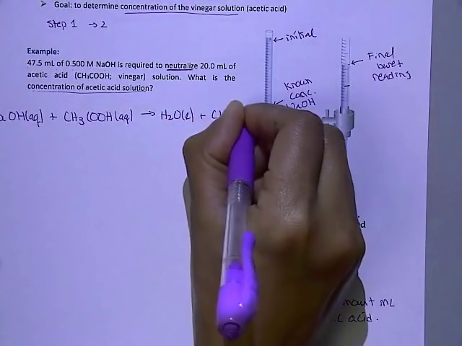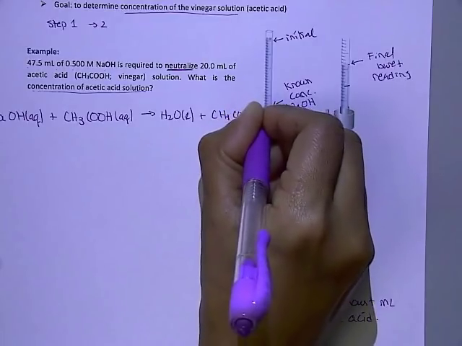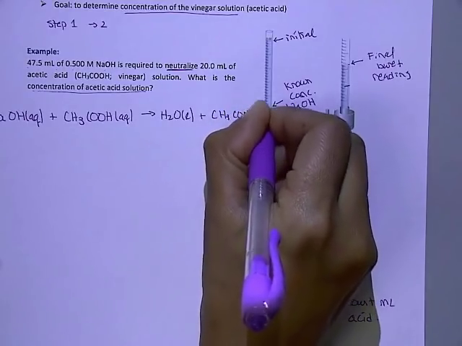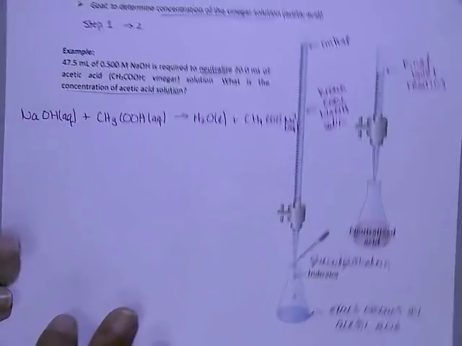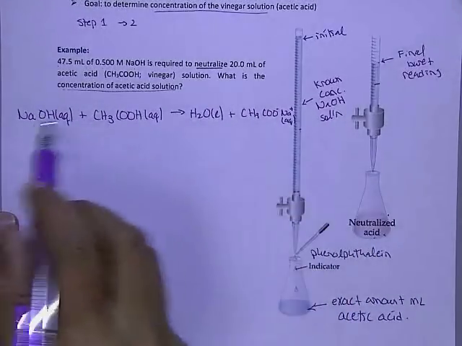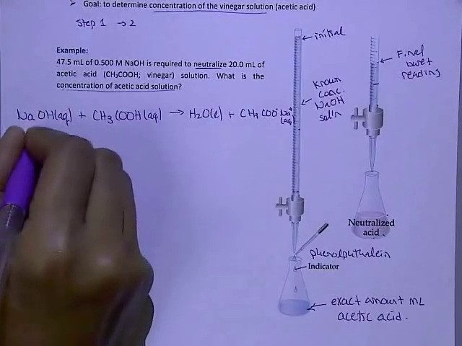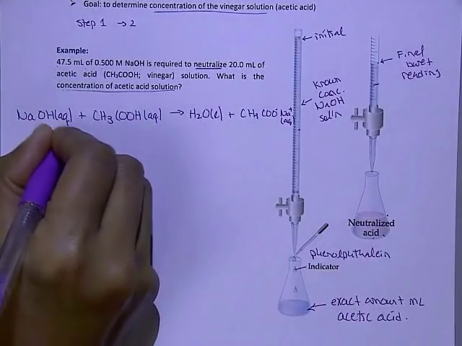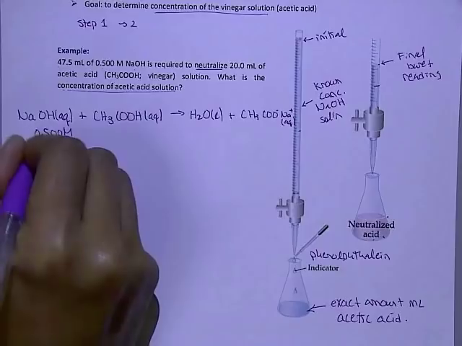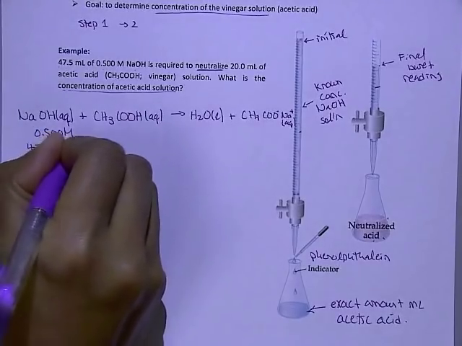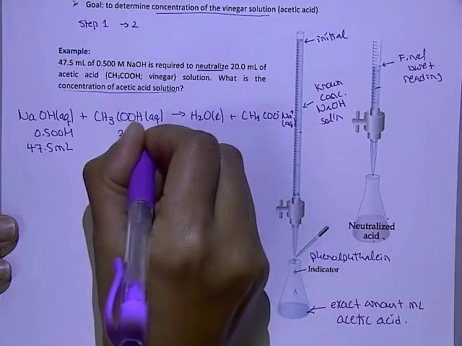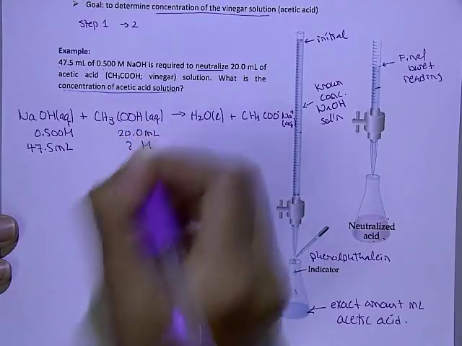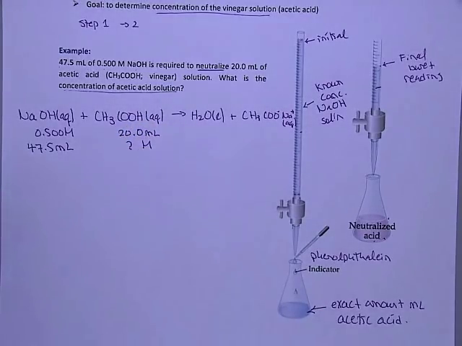And with acetate salts, the way we write it is the following, and we'll go over that heavily in chapter 15 when we cover acids and bases. Now we want to make sure our equation's balanced. It's indeed balanced. So let's write down what's given. We're given 0.5 molar sodium hydroxide, a volume of 47.5 milliliters, and we're trying to figure out what the concentration is of acetic acid from this.